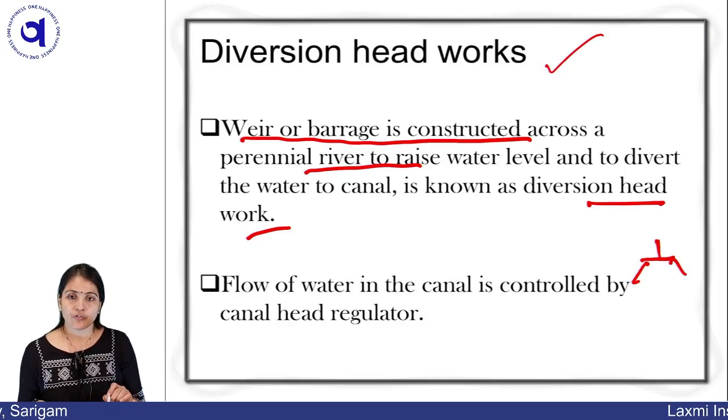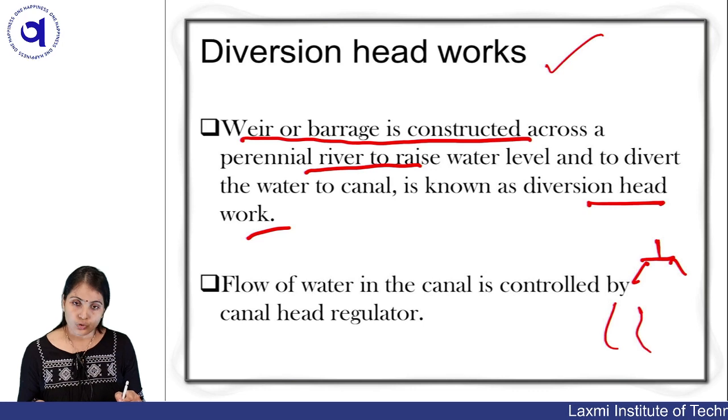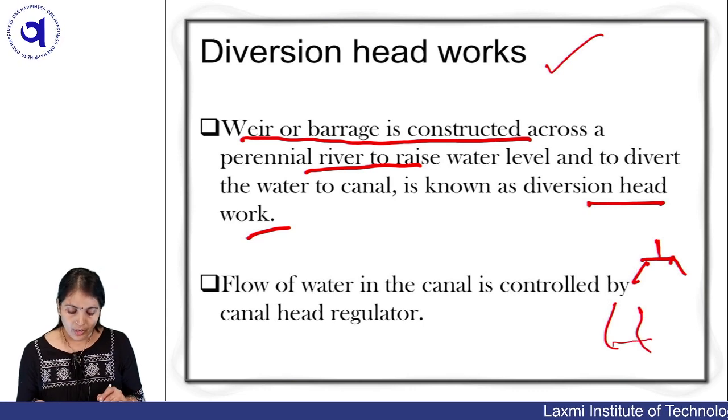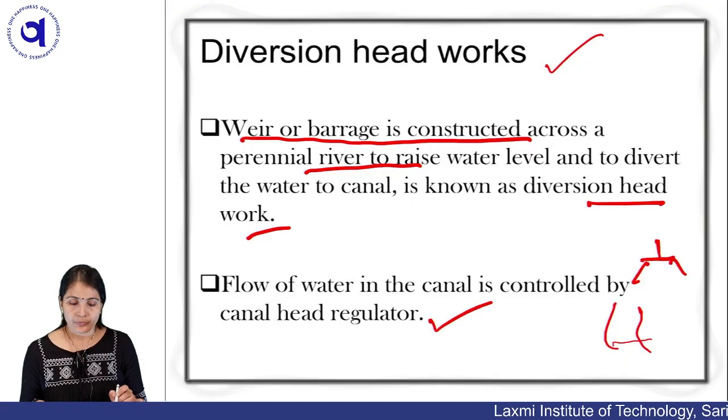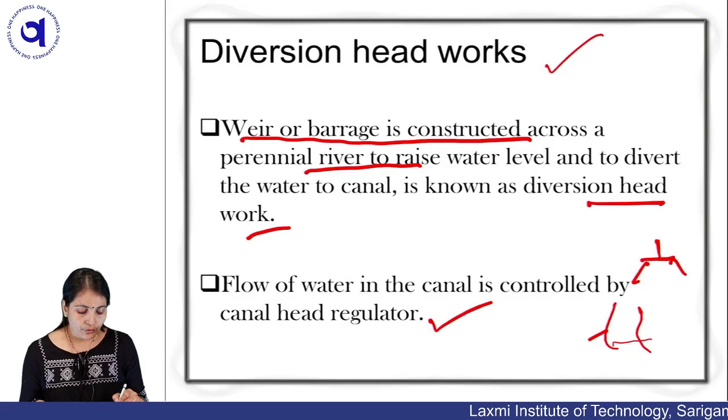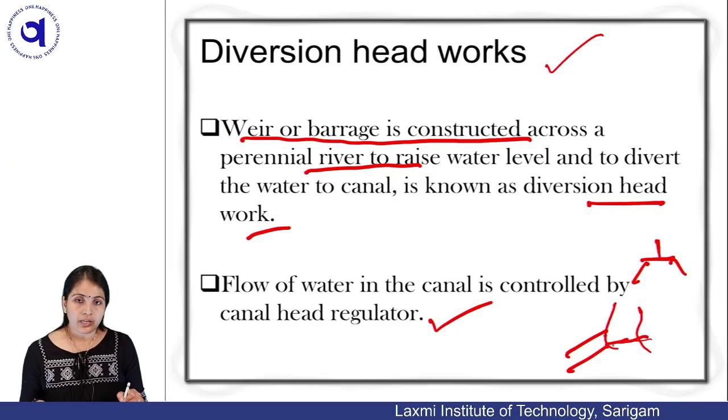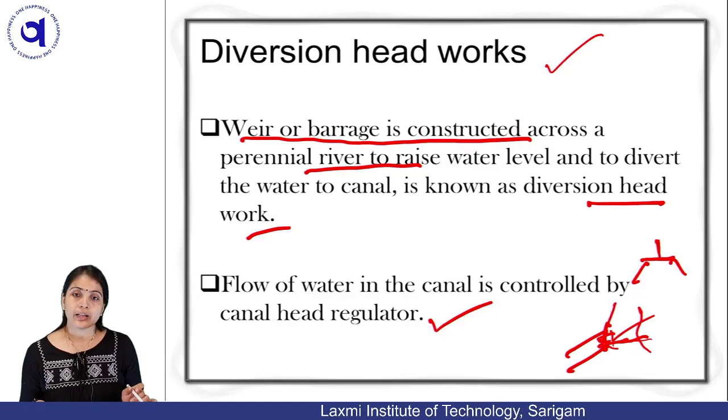But for now you need to understand that for the diversion headwork we have to construct a weir or barrage across our source of water, that is, the river valley. The flow of water in the canal is controlled by the canal head regulator. So we take the canal out from this area, this weir or barrage, and the flow is controlled by one head regulator we provide, which is called the canal head regulator.